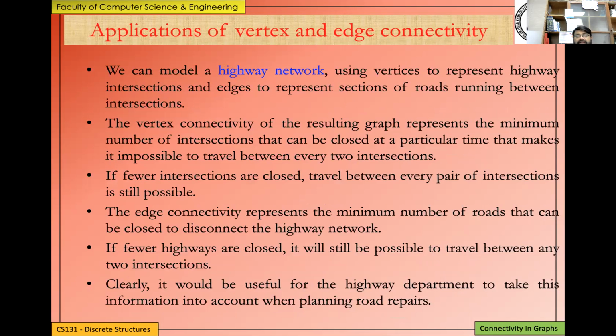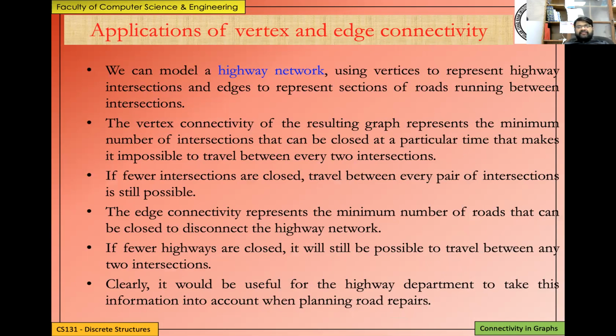And similarly, we can model a highway network as well. This is again a different application of the same class, but this is very interesting as well. We can model a highway network using vertices to represent highway intersections and edges to represent sections of roads running between intersections. The vertex connectivity of the resulting graph represents the minimum number of intersections that can be closed at a particular time that makes it impossible to travel between every 2 intersections. So if fewer intersections are closed, travel between every pair of intersections is still possible.